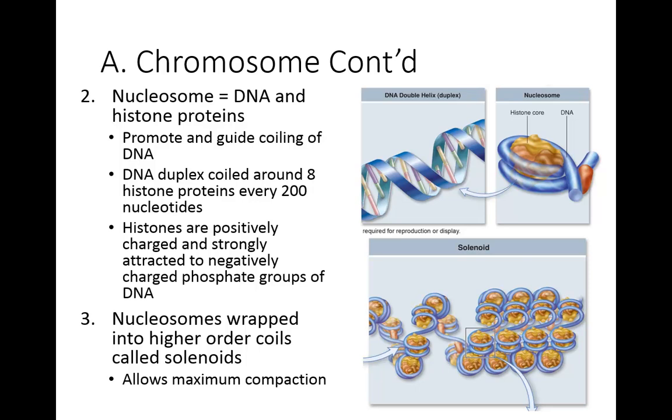They are positively charged, and they bond with the negatively charged phosphate groups of DNA. Again, they structure themselves into different structures called the solenoid, which is a bunch of these bound together and then coiled on top of each other. This allows the DNA to be compacted at the maximum. If it was all unraveled, then it would just be a big mess. So it needs to be compacted and organized.